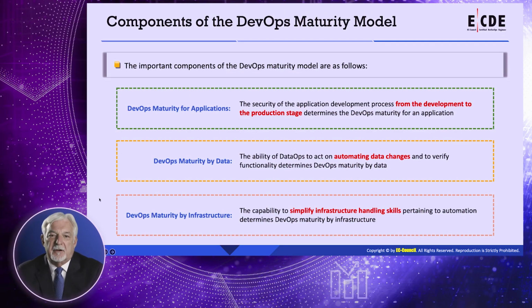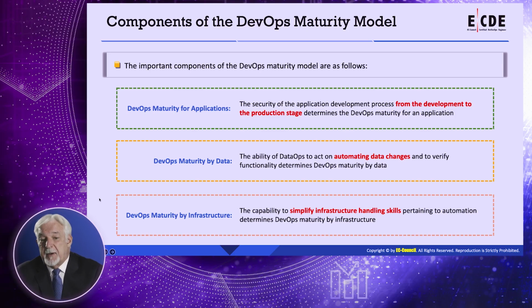So basically there are 3 main components of the DevOps maturity model. Where does it get applied or measured at? And these are the components of it. We have applications, data, and infrastructure. So DevOps maturity for applications, we're looking at the security of the application development process from the development to the production stage. And it determines the DevOps maturity for applications and what's being done with them.